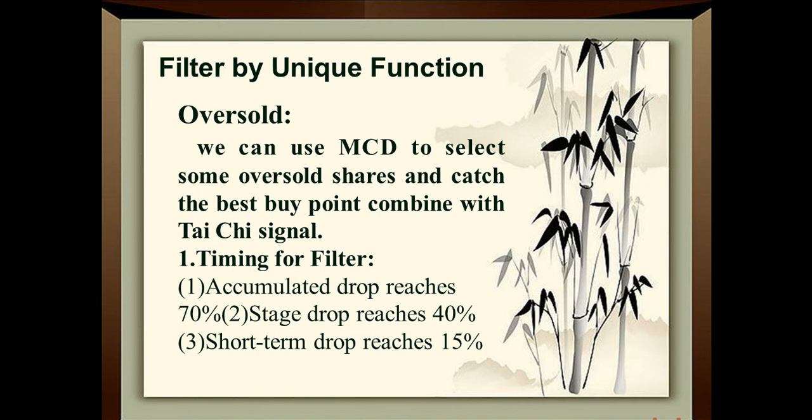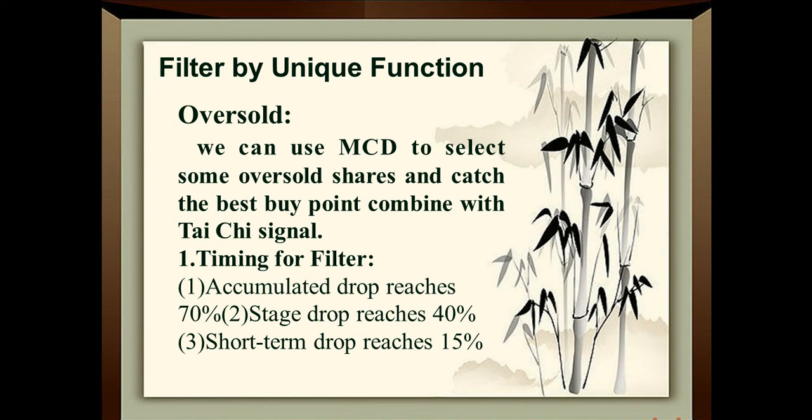For the unique function, because just now we used the moving averages, the common indicators, right? But this one is a unique function, because it is according to the multicolor dragon, which can show whether the banker's money is in or not. Okay, so oversold. We can use the multicolor dragon to select some oversold shares and catch the best buy point, combined with the Taiji signal. Timing for filter.